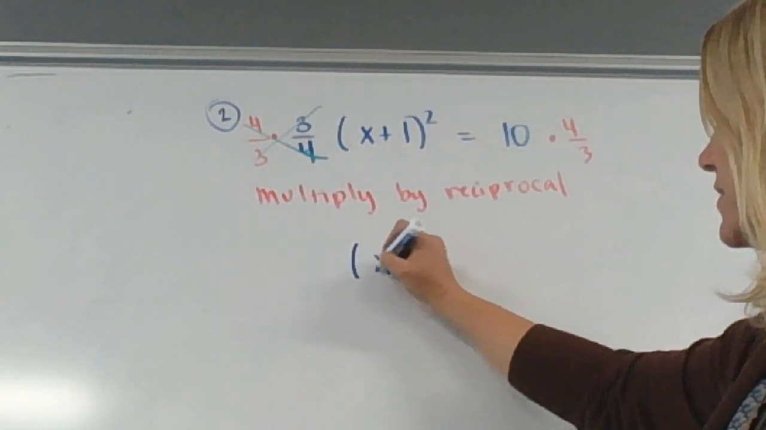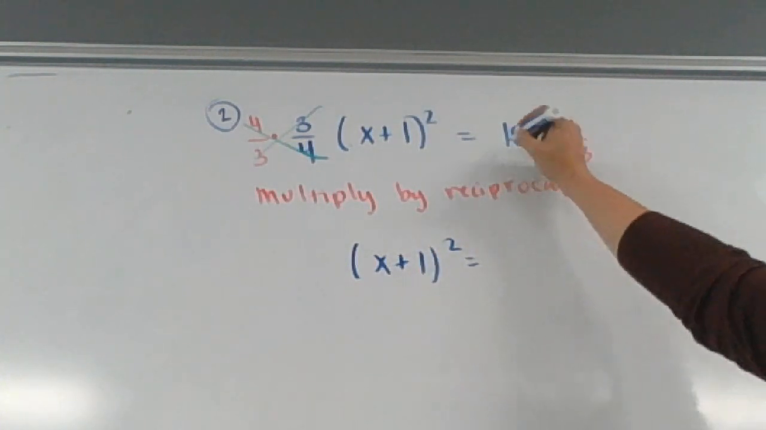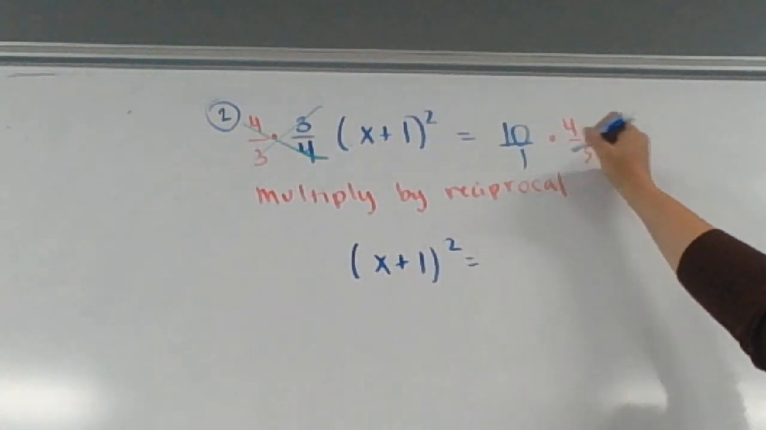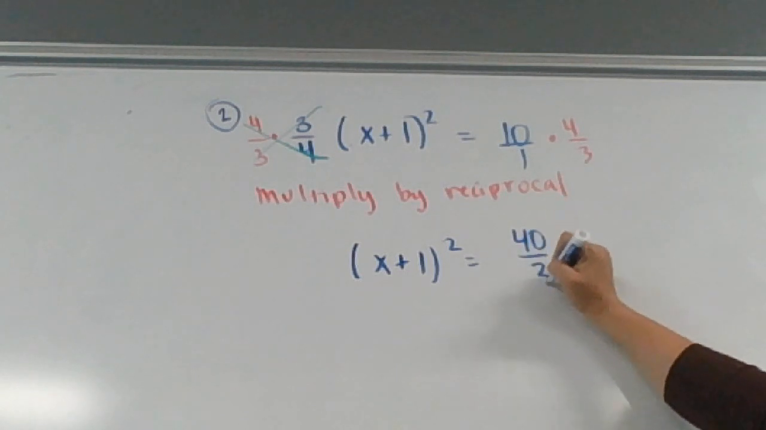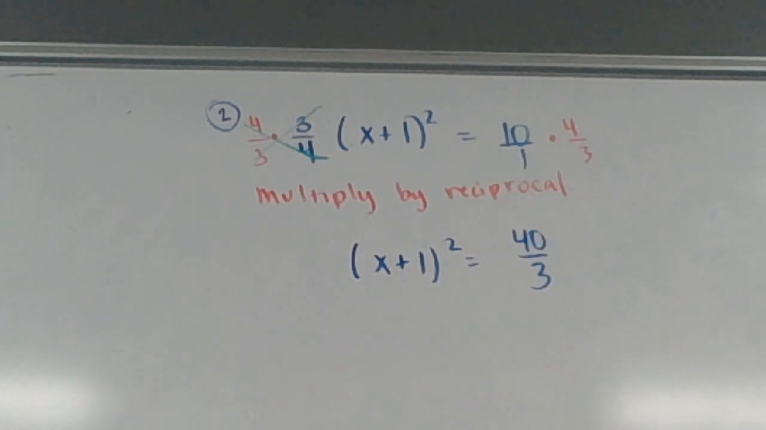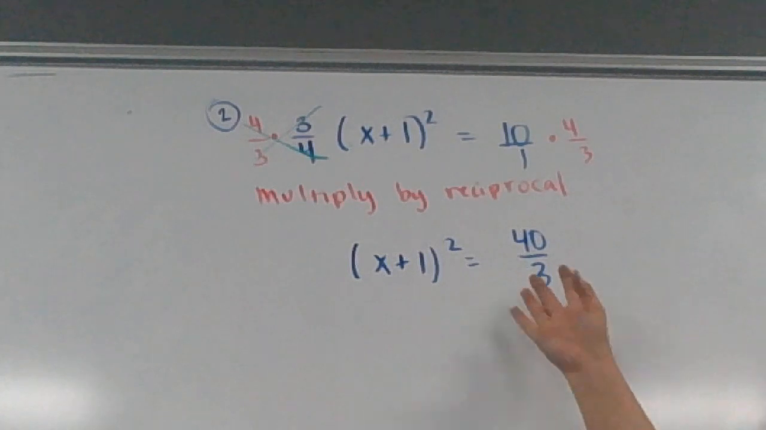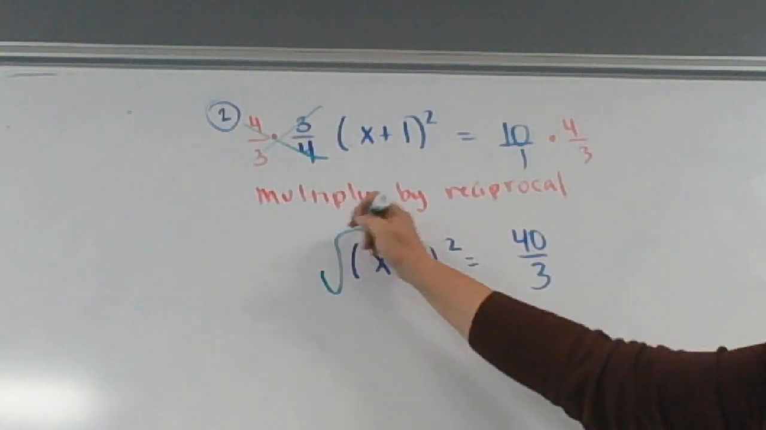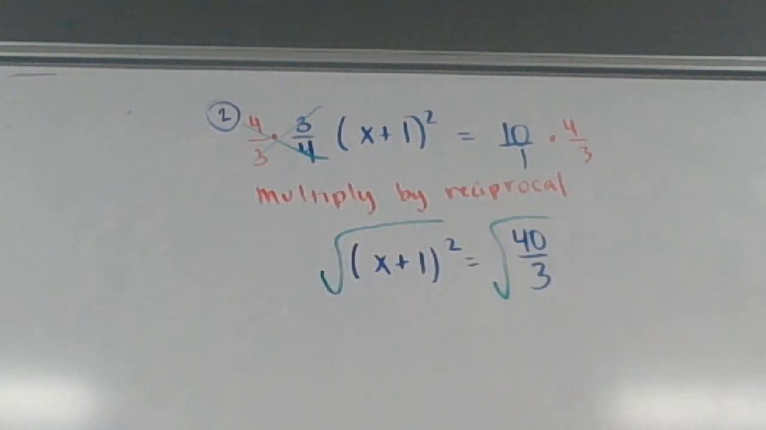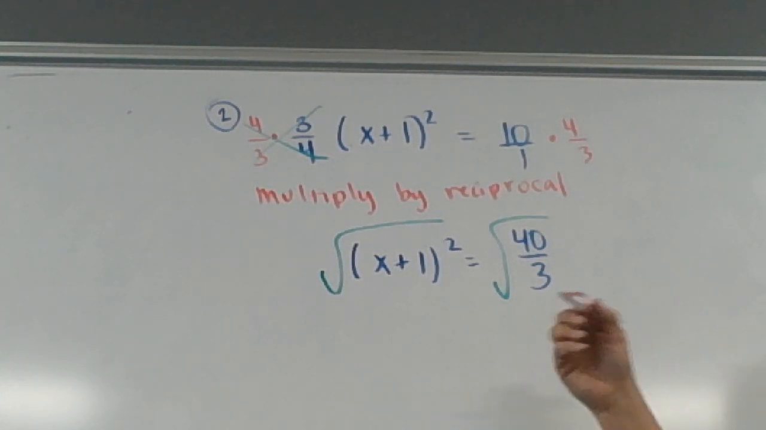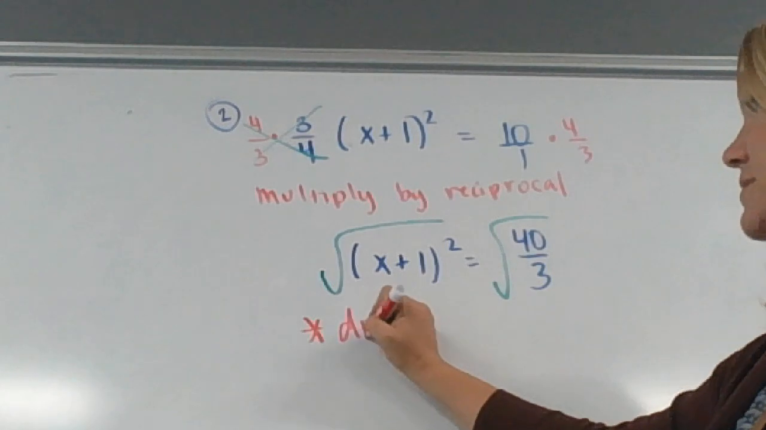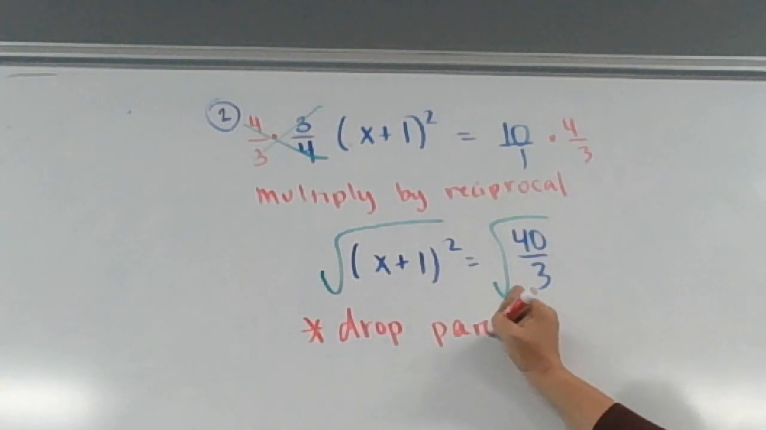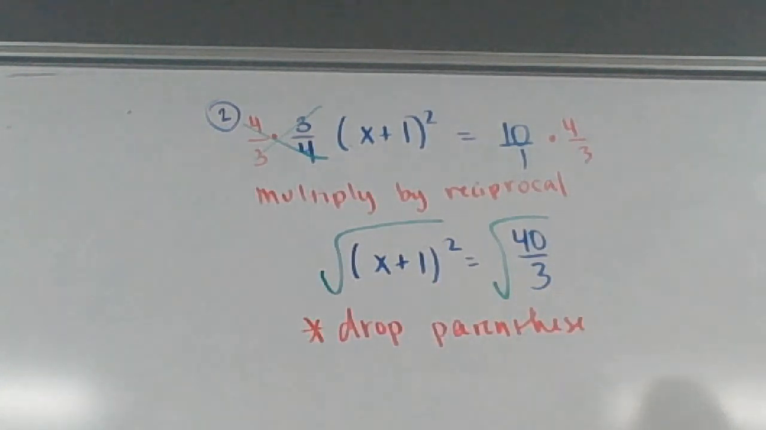And then I have (x + 1)² equals, this is like 10 times 4 over 1 times 3, 40 over 3. Good. And then now our square term's isolated, so we will square root both sides. When you have the parentheses, the whole expression squared, and you square root it, you can then drop the parentheses. So the square root and the 2 are gone. We no longer need the parentheses.